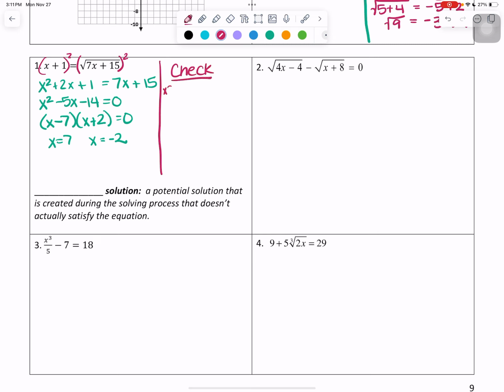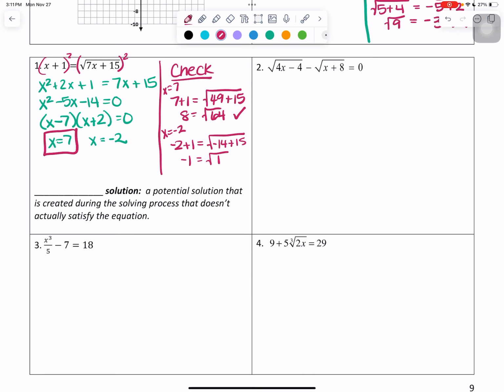So if I check this, we'll start with x equals 7. I get 7 plus 1 equals square root of 49 plus 15, because 7 times 7 is 49. So I get 8 equals the square root of 64. Hey, that's true. So I know that works. Now let's check x equals negative 2. So I get negative 2 plus 1 equals the square root of negative 14 plus 15. So I have a negative 1 equals the square root of a positive 1. That's not true, okay?